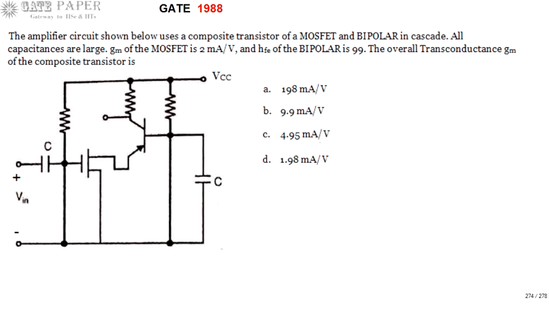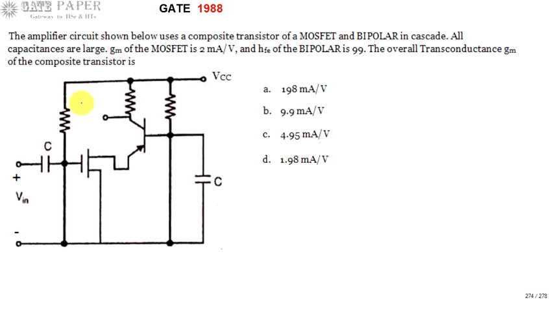All capacitances are large, such that the capacitances are going to act as short circuits. Okay, and gm of the MOSFET is 2 milliampere per volt. gm means transconductance. So the transconductance of the MOSFET is given as 2 milliampere per volt, and hFE, that is the common emitter current gain of the BJT, is 99. What is the overall transconductance of the composite transistor?